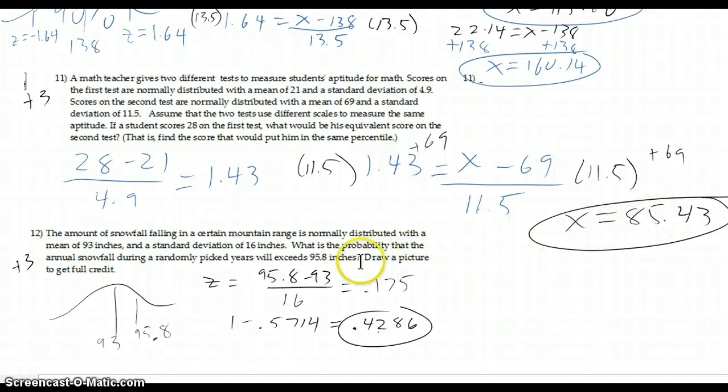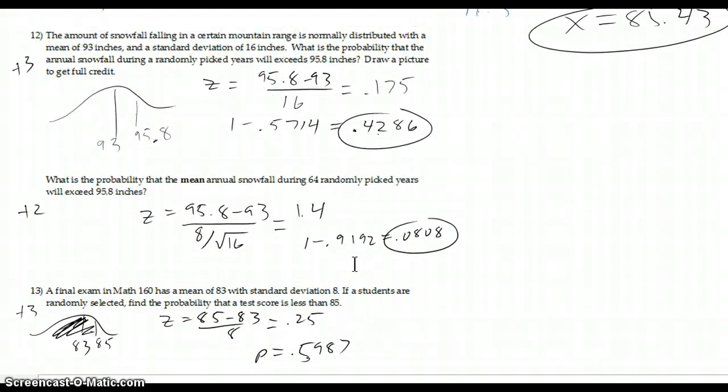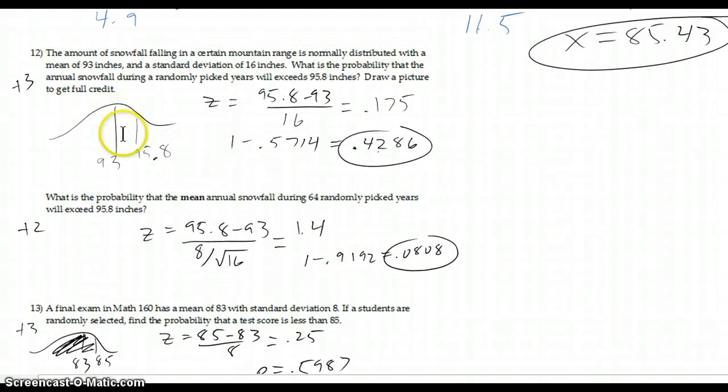And 12, average snowfall is 93. What's the probability that it's over 95.8? So that's actually shaded above, shade up here. So calculator z-score, it's 0.175 or 0.18 is fine. And if you look that up in your z-table, it's 0.5714, but we want the area to the right, so we subtract from 1, which gives us 0.42, or about 43% of the time.